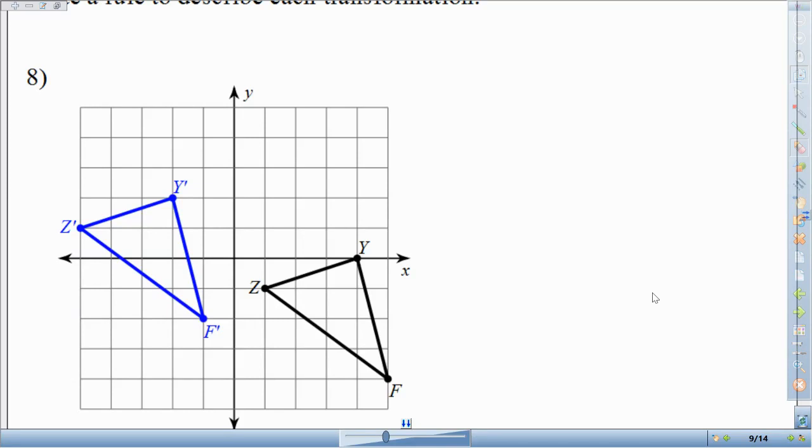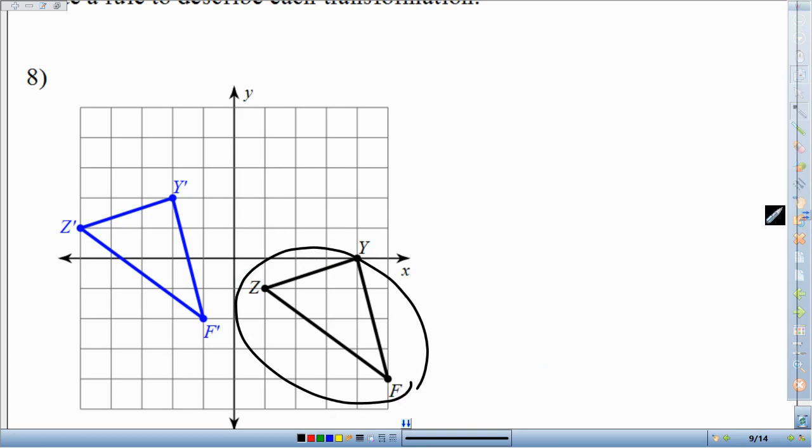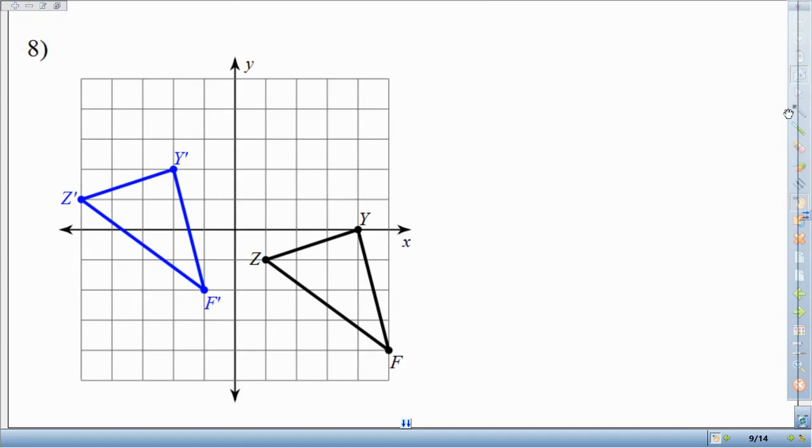Okay, so here's one thing I'm hoping you noticed. The original shape is this one, and the image is this one. Okay, there's the original, there's the image. So when we go to figure out what's going on, we need to go from the original to the image, not the image to the original. If you went left to right, you're going to get the wrong answer. Okay, so let's go ahead and check it out. I'm going to choose to use y and its image.